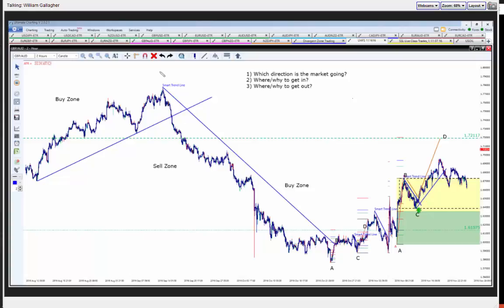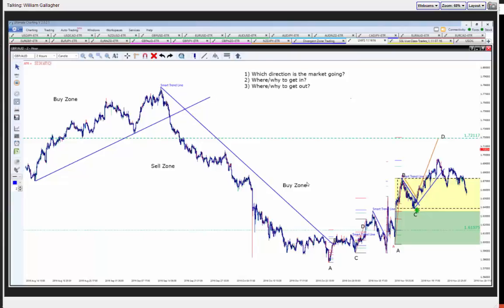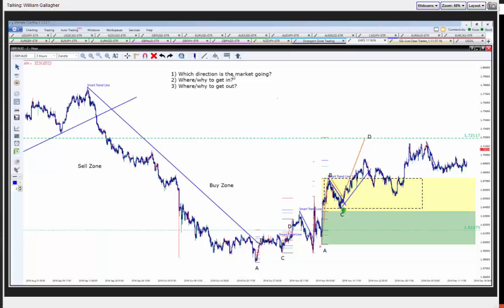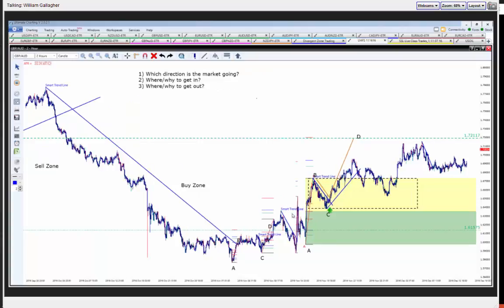So if I don't draw it correctly, it can correct it for me just like that here. So that helps us answer question number 1, which direction is the market going? Are we either in the buy zone or the sell zone? So the next step here is determine where and why to get in and where and why to get out.